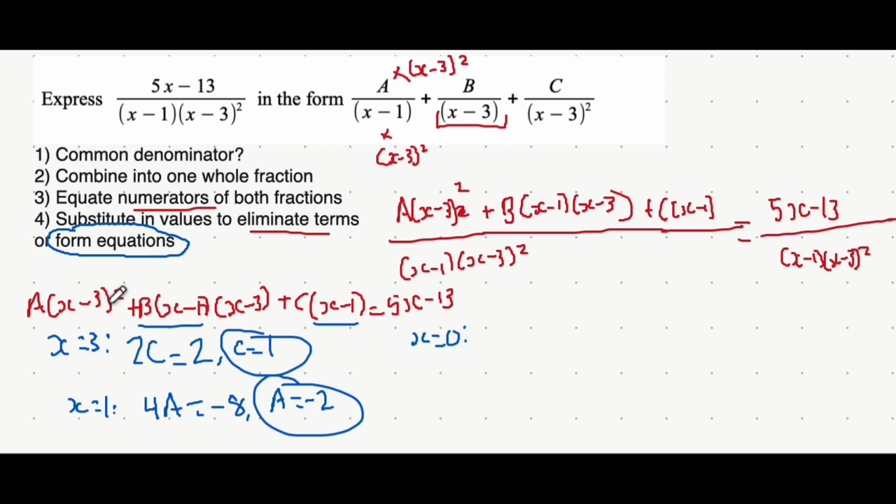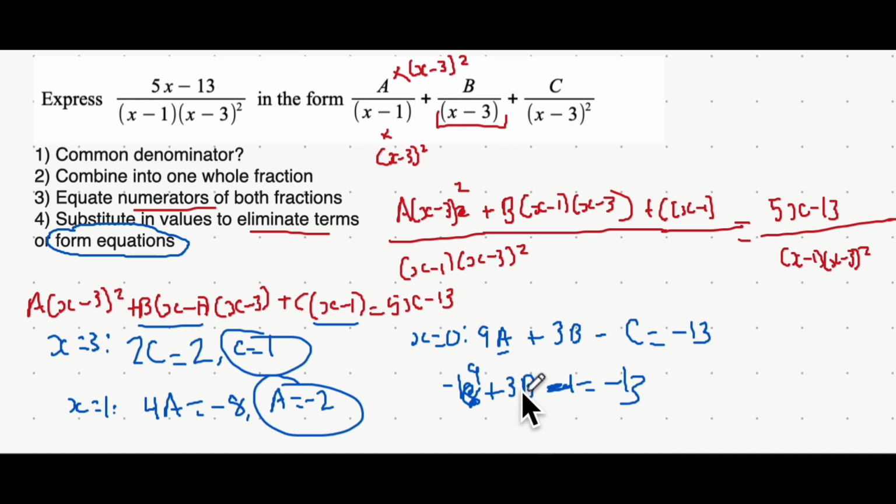0 minus 3 is minus 3, all squared is 9, so 9a. I'll quickly do the rest. So minus 1 multiplied by minus 3 is positive 3, so plus 3b. And then 0 take away 1 is minus 1, so minus c equals, the right side becomes minus 13. Great. Because we know a is minus 2, 9 times a is minus 18. We don't know b, so I'm going to write plus 3b. And then take away 1 equals minus 13. Minus 18 take away 1 is minus 19. Add 19 to both sides, so we get 3b equals 19 take away 13, which is 6. And lastly, b equals 2.